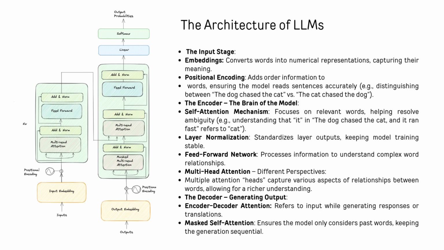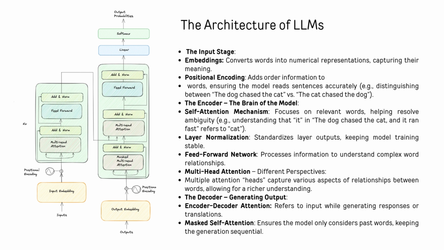The encoder is like the brain of the transformer. It's made up of multiple layers and each layer has two parts, self-attention and feed-forward network. Let's break this down. The self-attention mechanism is a magic sauce. It allows the model to focus on certain words in a sentence based on their relevance to others.